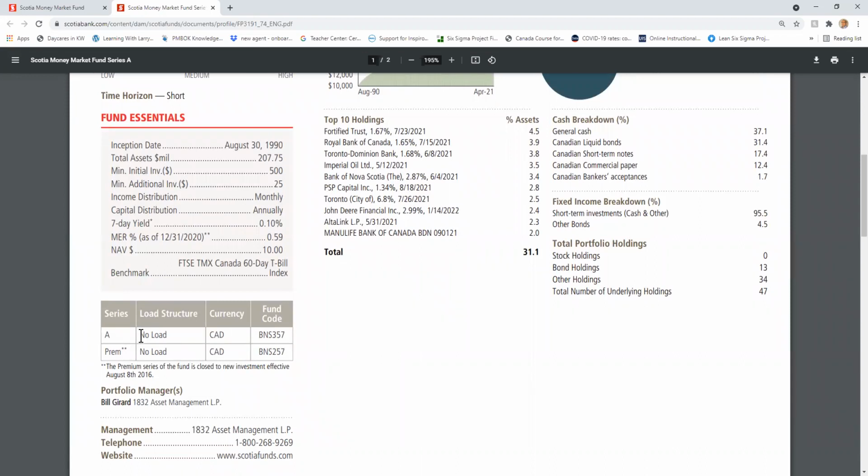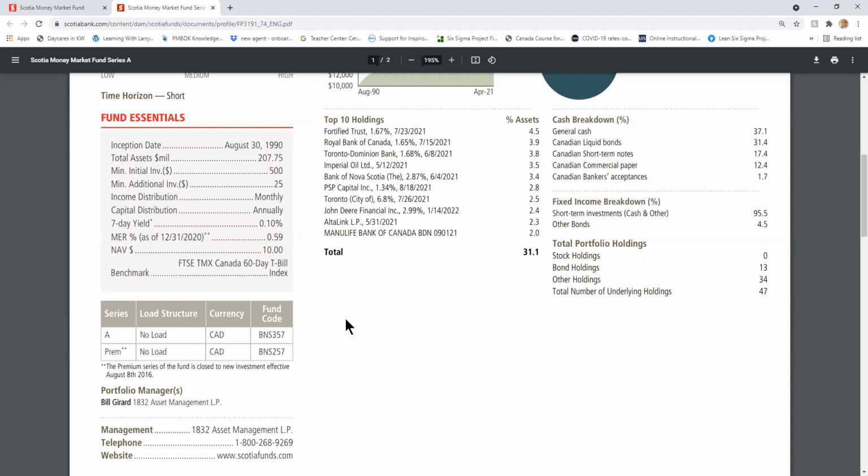We will talk in more detail about this load, but load means when you buy and sell the mutual fund, there may be a fee. All the bank mutual funds are usually no load, meaning when you buy the mutual fund or you sell the mutual fund, you do not pay any fee. Okay, so that is usually the case for the bank mutual funds.